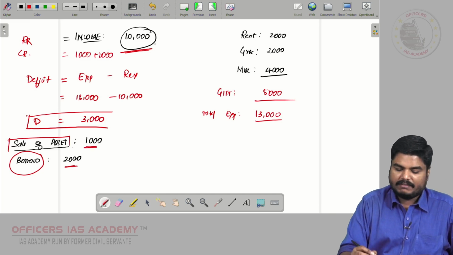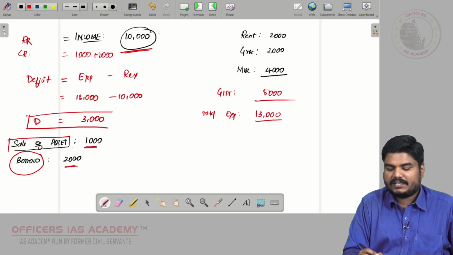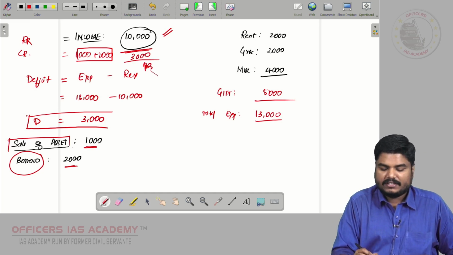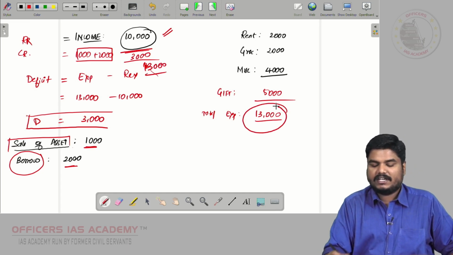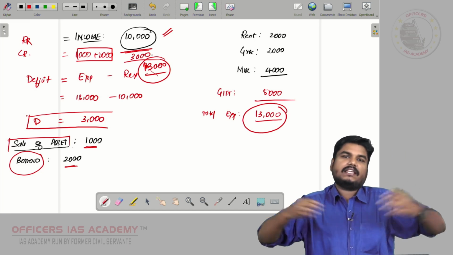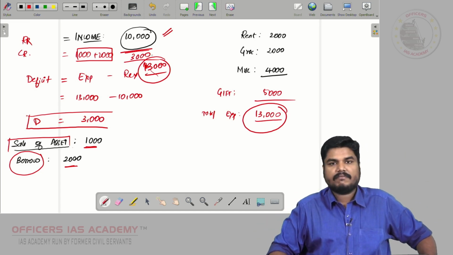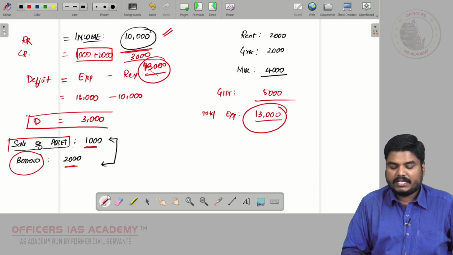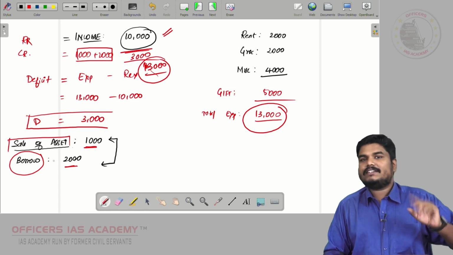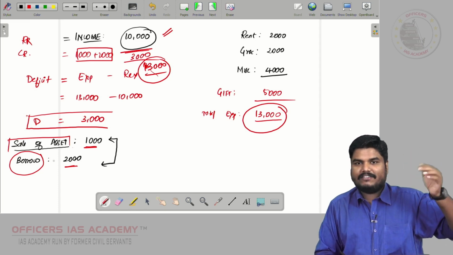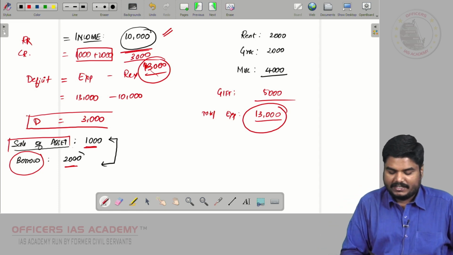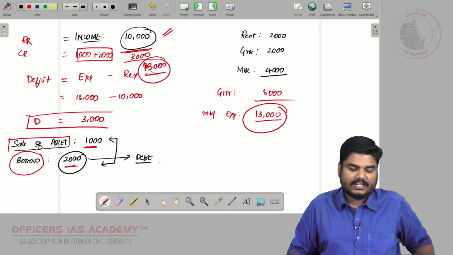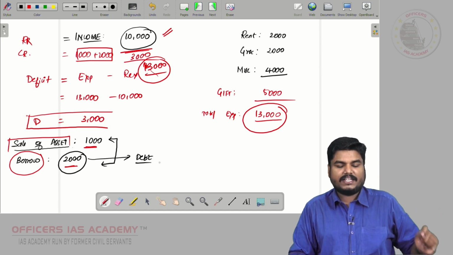So my income is 10,000. My capital receipt is 3,000. So I have now 13,000 in my hand, and my expenditure is 13,000. I can manage that month. But however, friends, these two cannot be equated equally, because sale of asset is not creating any debt. But this borrowing of 2,000 is creating debt. Sale of asset is not creating any debt, but borrowing is actually creating debt.